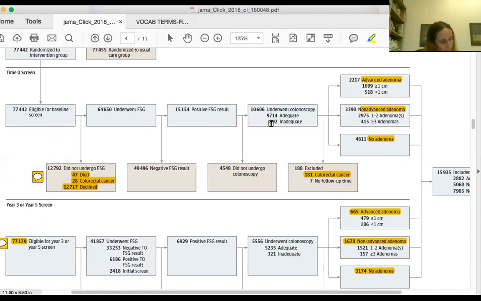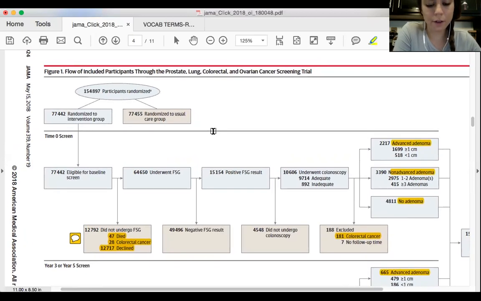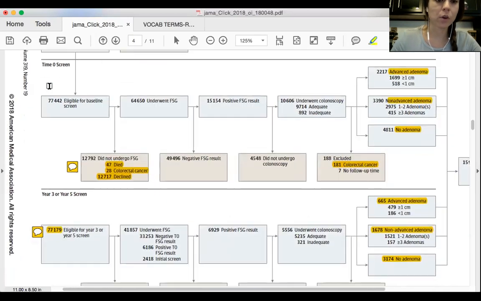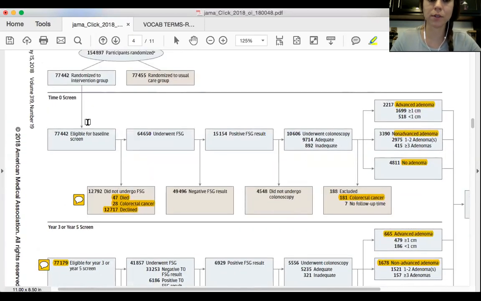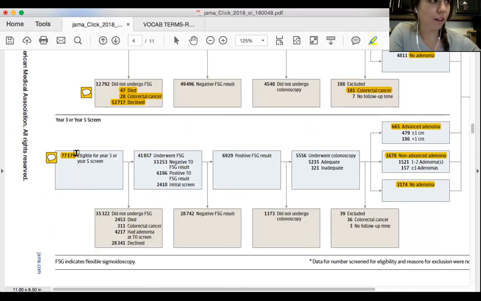So the results, like I said, will have an overview of how participants were allocated in different trial arms and what the end result was. You can see here that they randomized 154,000 participants. Only 77,000 were randomized to the intervention group. So that was the group that would receive the FSG and then the colonoscopy. And if you go over here, you can see that out of all the participants that were randomized, 2,217 had advanced adenoma, 3,300 had non-advanced, and 4,800 had no adenoma. And then this second part of the results are year 3 or 5.